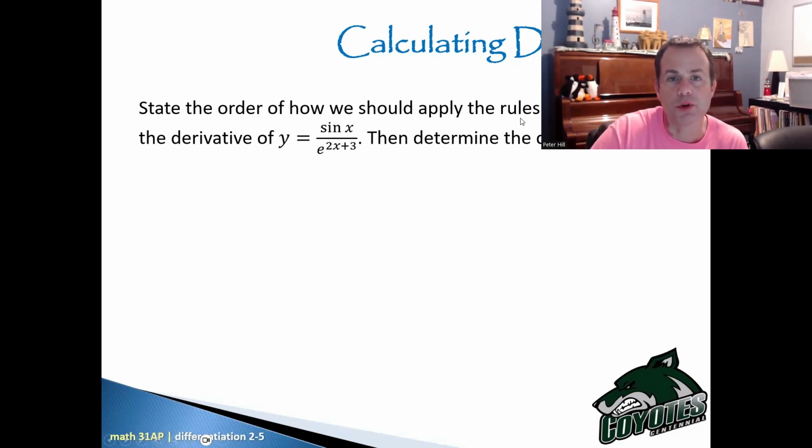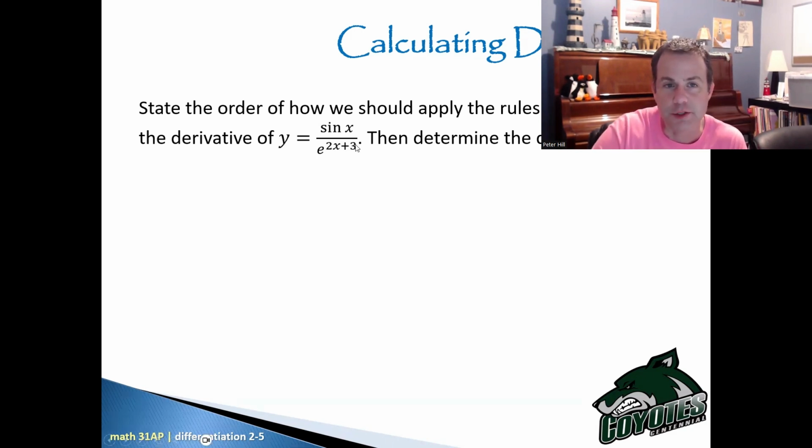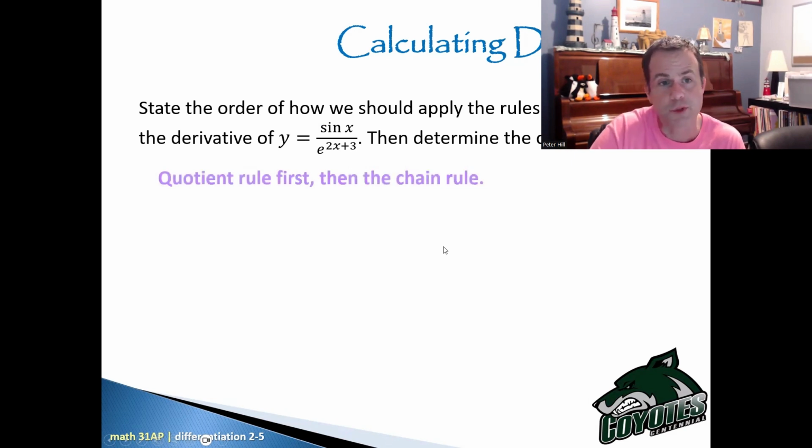Same question, state the order of how we should apply the rules. This time the function is y equals sine x over e to the 2x plus 3. So the first thing you would do is the quotient rule. Then when I go to take the derivative of my bottom function, my g, e to the 2x plus 3, the chain rule will kick in. So quotient rule first, then chain rule.